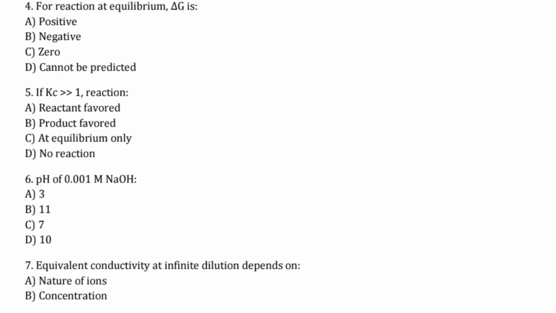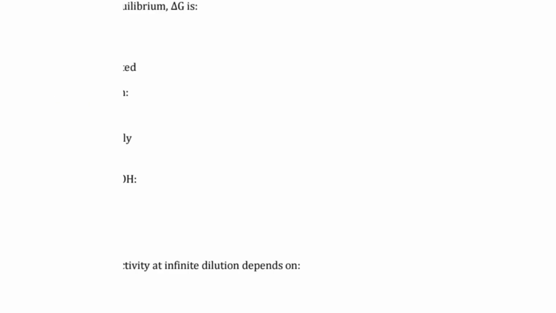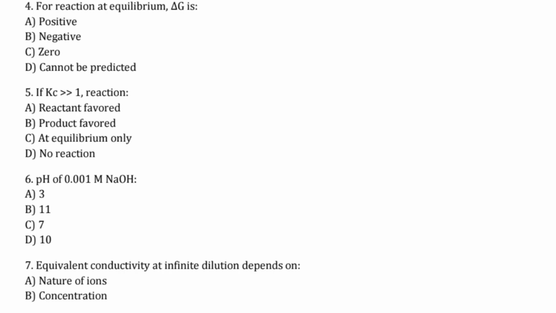If Kc is much greater than one, is the reaction reactant favored, product favored, at equilibrium only, or no reaction? Since we know K is equal to product by reactant for a given reaction where reactant gives product, if K is greater than 1 then product is formed. So our answer is B, that is product favored.